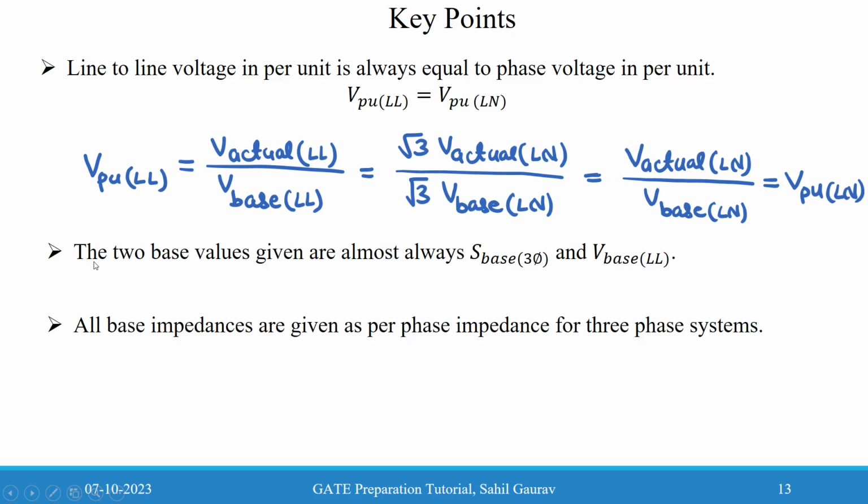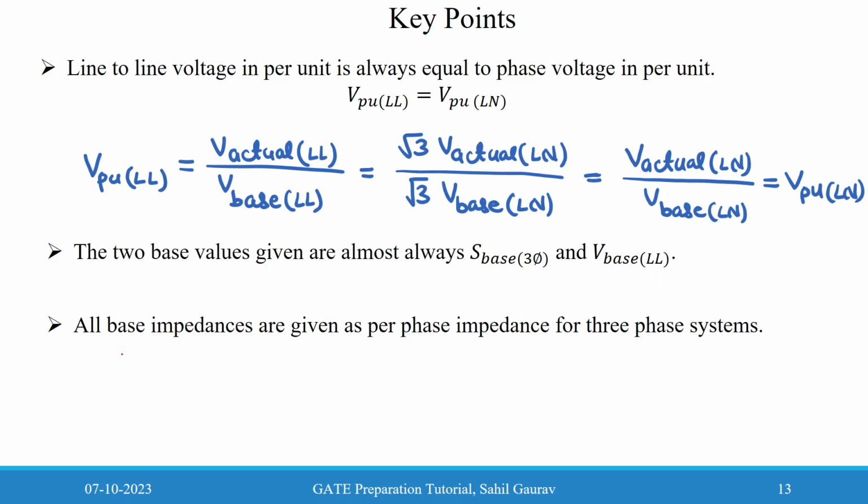And the second point is that the two base values given are almost always S base 3 phase and V base LL. As I told you, the problem always gives the base quantities, that is the three phase apparent power and the line to line voltage. So you have to consider this as the base power and this line to line voltage as the base voltage.